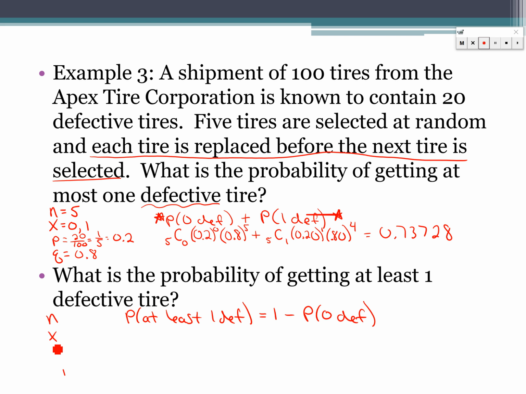N, X, P and Q. Number of trials, still 5. X, I want 0. P and Q, we really don't have to pick out again. They're going to be the same. And we actually already found 0 defective earlier. If you used the table earlier, I'm going to jot these down for you, what the table values were. And so we'll just use that one.